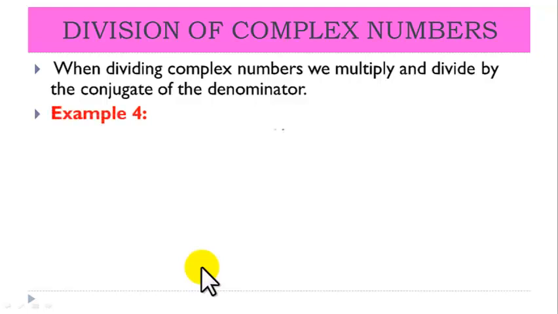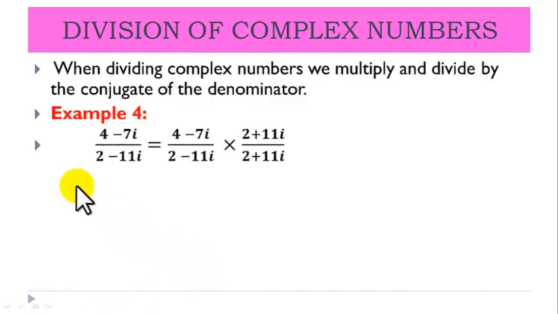Example 4. Let us consider dividing 4 minus 7i by 2 minus 11i. This is equal to 4 minus 7i all over 2 minus 11i. The conjugate of this denominator is 2 plus 11i, so we multiply and divide by that conjugate. We multiply by 2 plus 11i, and we again divide by 2 plus 11i.